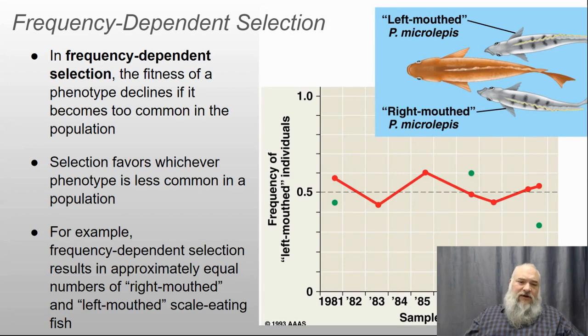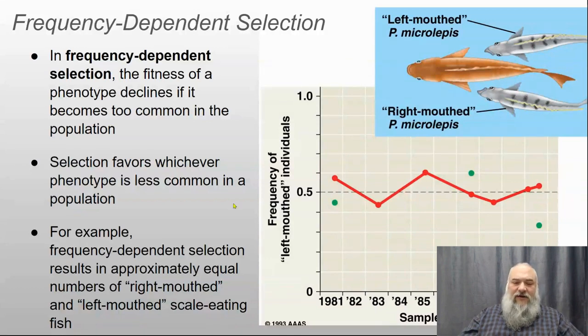The other one I want to talk about is frequency-dependent selection. In frequency-dependent selection, the fitness of a phenotype declines if it becomes too common. So if too many people have blue eyes, it becomes less fit, for instance. It's too common. Oh, blue eyes, I don't want to date somebody with blue eyes. It's really not what we're talking about here, but we're kind of on the same thing.